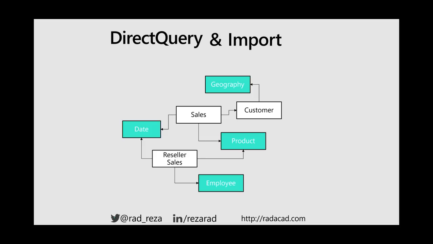But your, let's say, product table, it's a small table. You have, let's say, 1,000 products, 2,000 products, 10,000, 100,000, a million, right? Still, it's considered small, right?